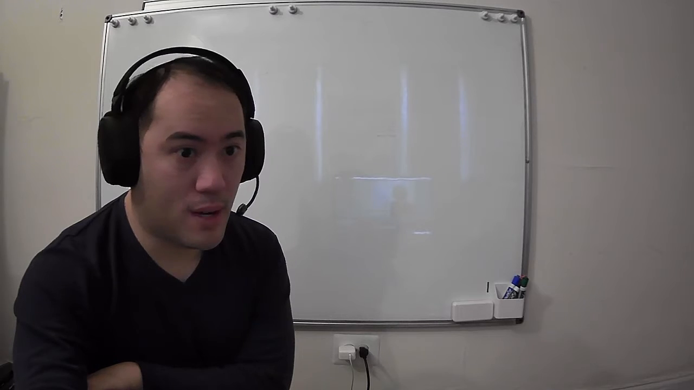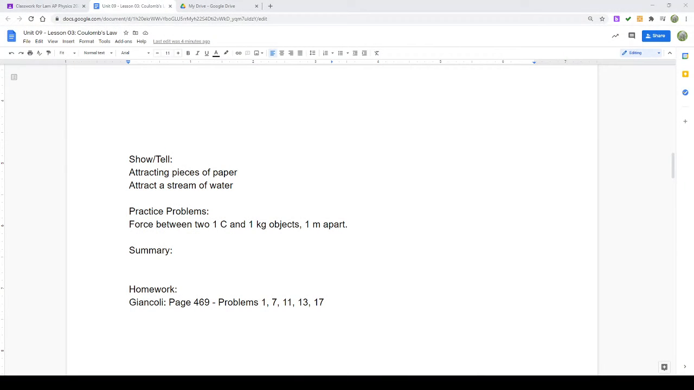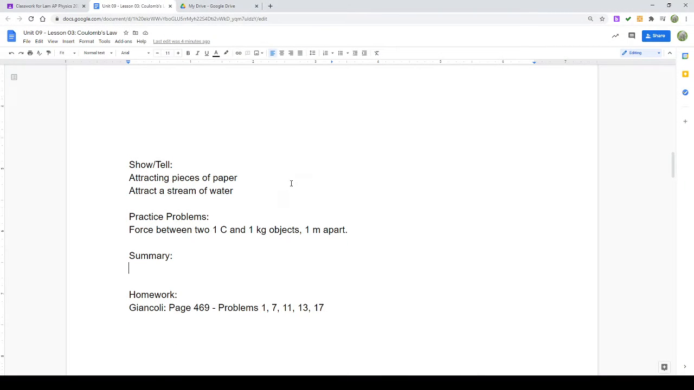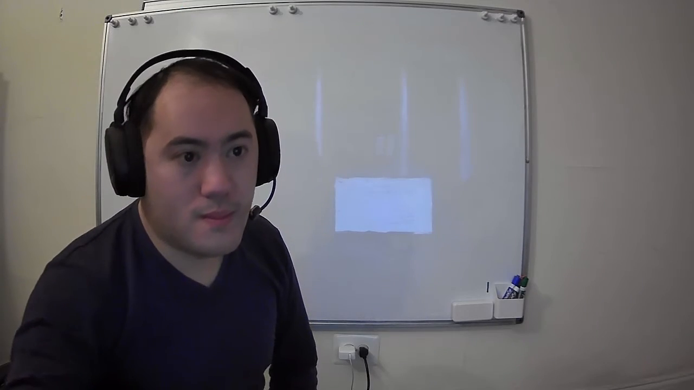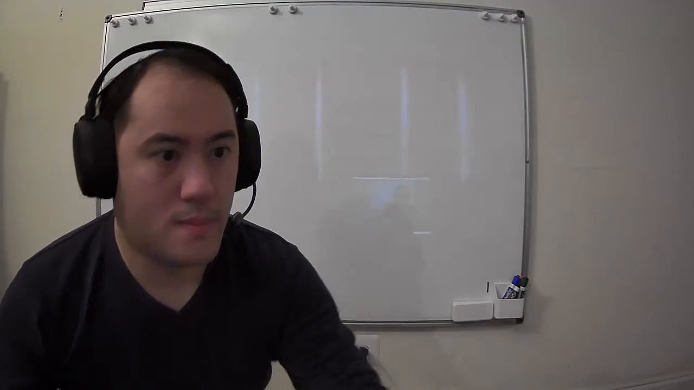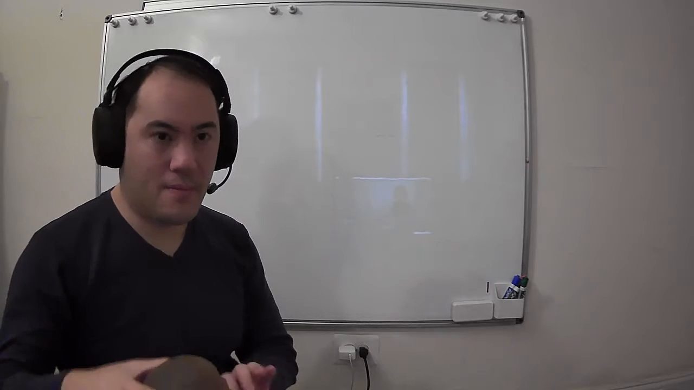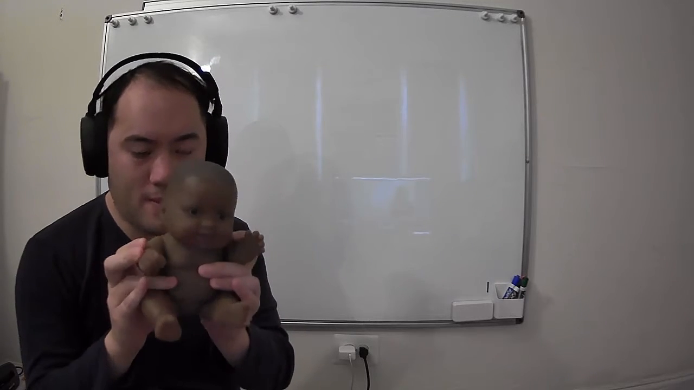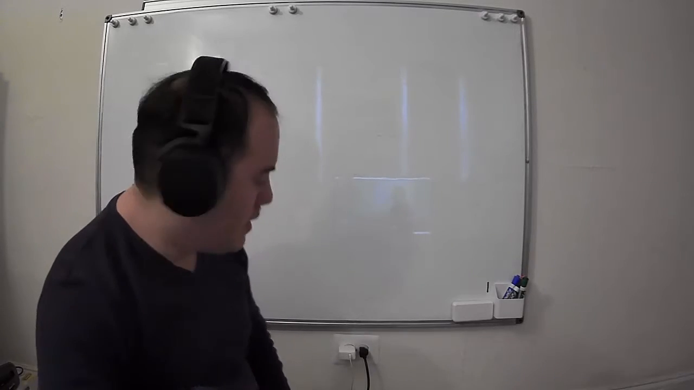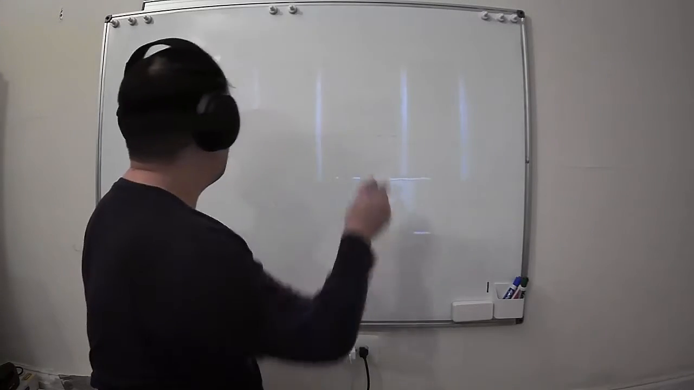Please solve this problem. Okay, Daisy, how do we solve that problem? Just use Fg equals G m1 m2 over r squared. That's right. Plug it into this formula.